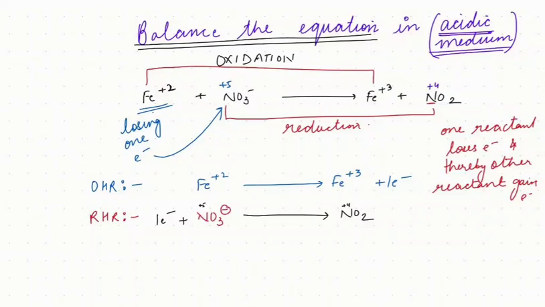Did you understand the point? Yes or no? Any doubts in this? Got the point? And now when you add this up, what do you get? One electron cancels one electron. Now understand, now the oxidation half reaction.